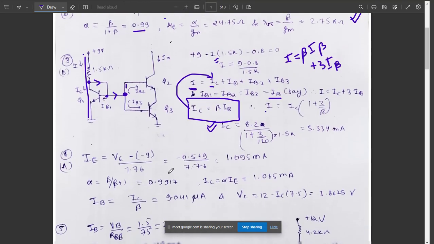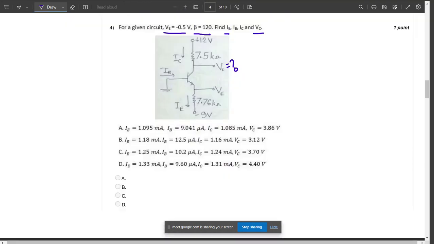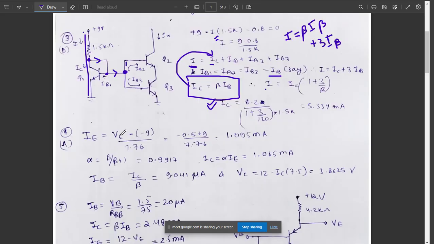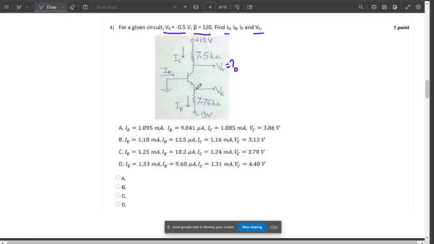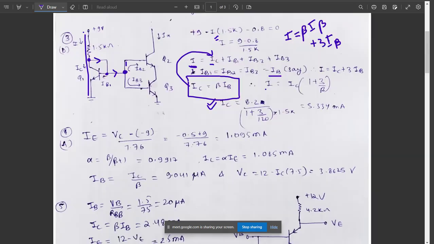So that's how we are going to solve this question. Firstly, we'll find out the value of IE, which will be VE minus of minus 9, and VE here is minus 0.5, divided by 7.76, which is the resistance given to us. So here we will be able to find out the value of IE, right?